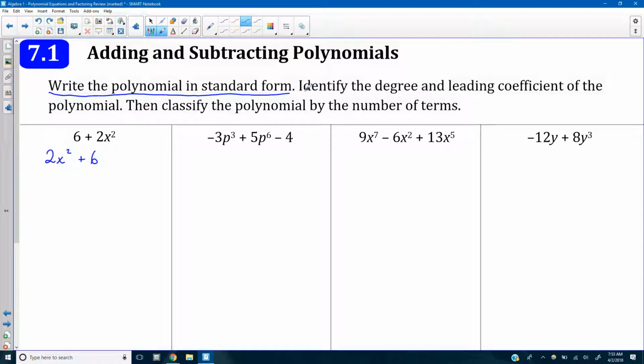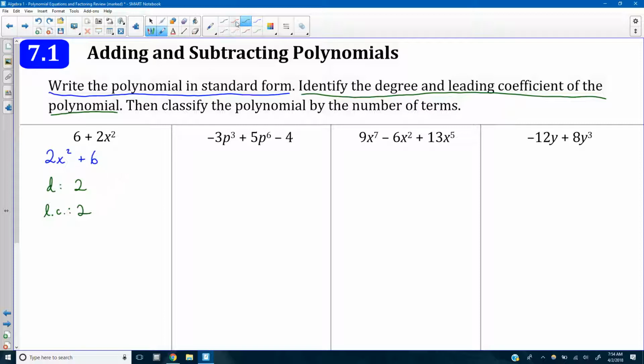Okay, the second part, identify the degree and leading coefficient of the polynomial. A polynomial's degree is based on its leading term. So this has a degree of 2. And its leading coefficient is the coefficient of the leading term, which is also a 2 in this case here.